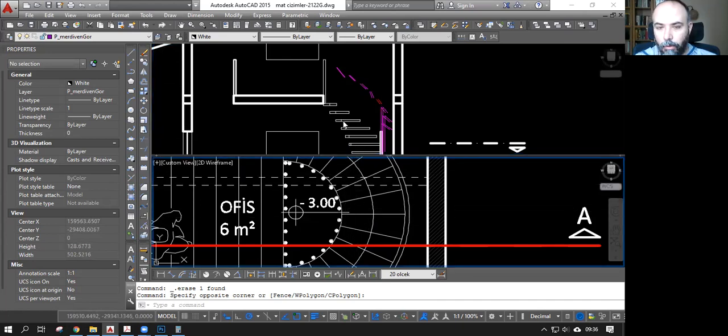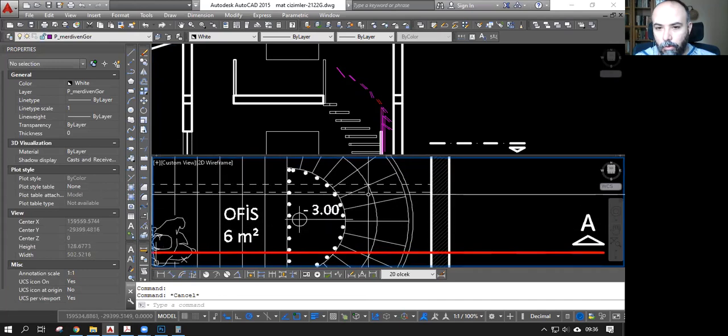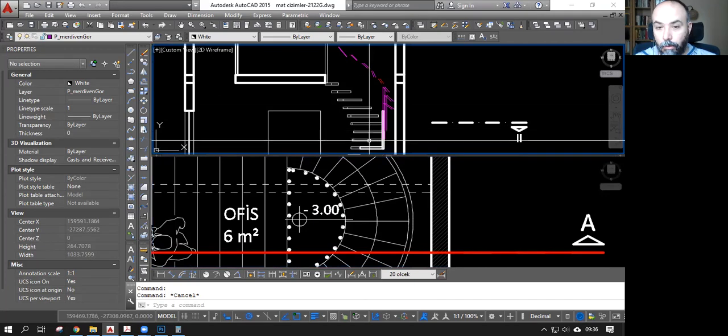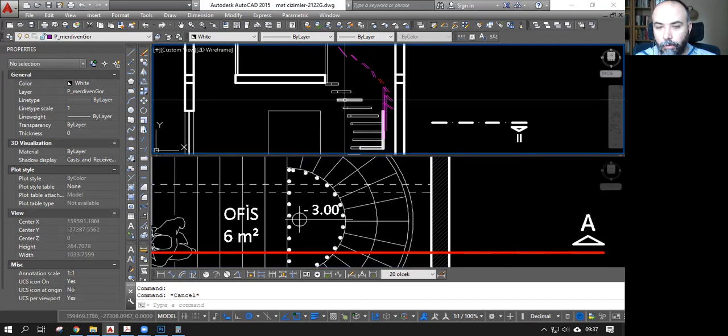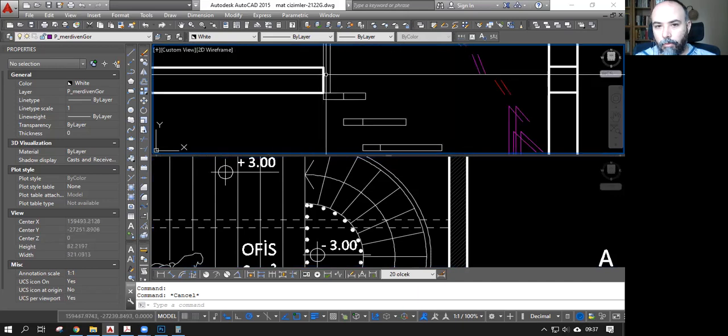And we can see the rest of the steps, the 8th, 9th, 10th, 11th, 12th, 13th, 14th. That's the last one. And the 15th riser is the floor itself.